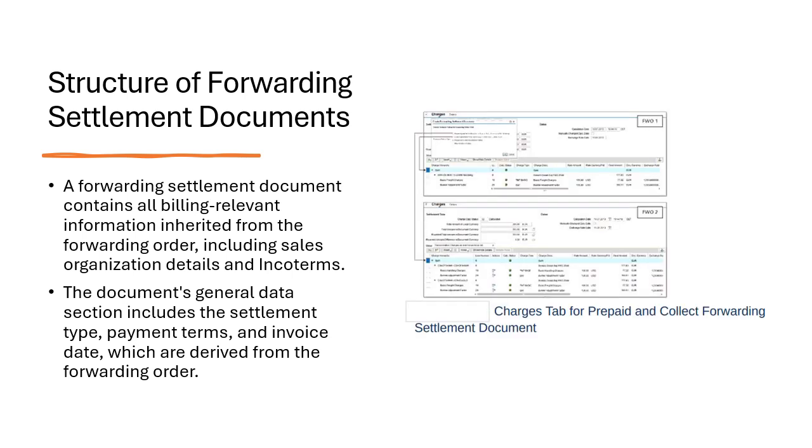in customer invoicing. This image actually shows the charges tab in the forwarding settlement document for prepaid and collect charges. It also shows how charges are split between the shipper and consignee, which is prepaid and collect, based on Incoterms, showing details of charges for each party.